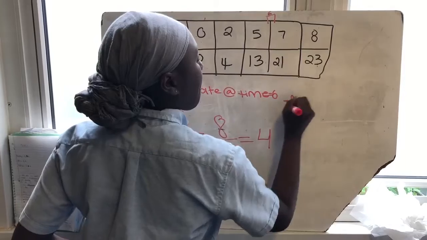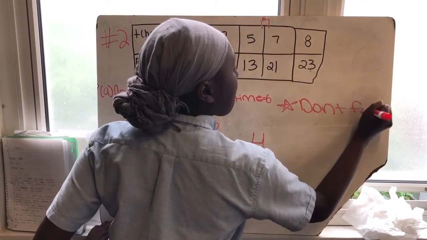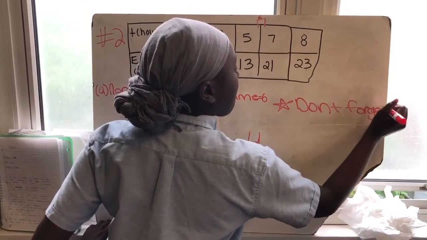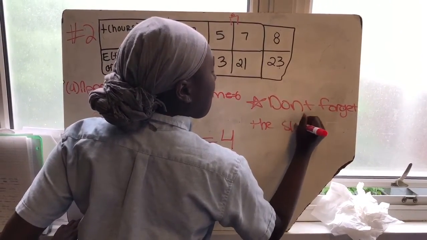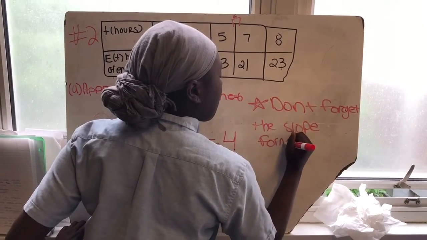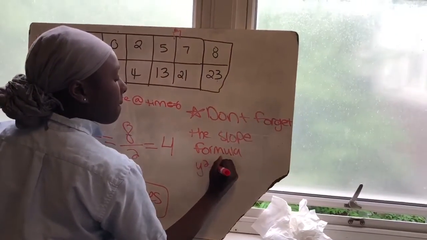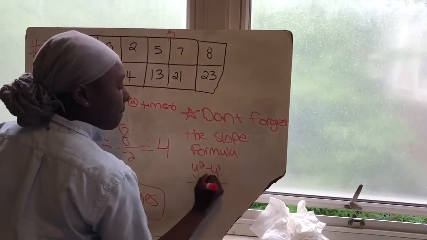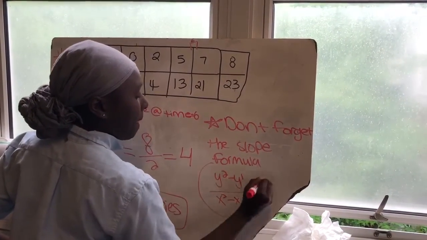But there's one important thing that you cannot forget. Do not forget this. You need to do the slope formula, which is y2 minus y1 over x2 minus x1. Do not forget to do that.